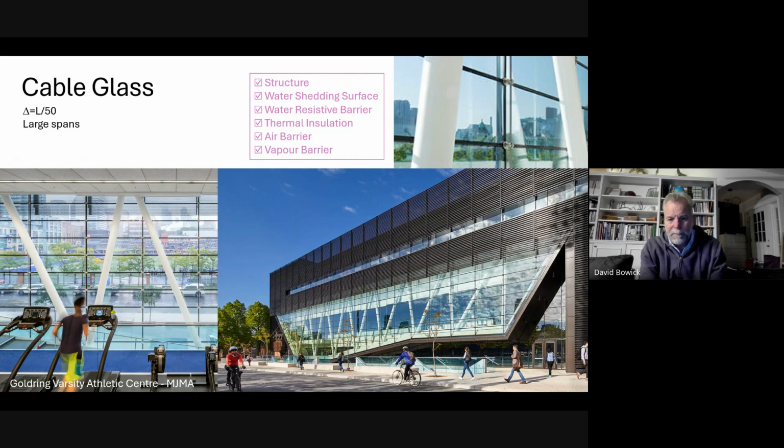This is an image showing cable glass. So cable glass, from an envelope performance, is the same as curtain wall, but rather than having an aluminum back box, we have a cable. Look at the image in the upper right-hand corner. So that very fine cable is in lieu of the aluminum back box. And then the glazing is only picked up at the corner points. It's not picked up continuously around the edge. As a result, the glazing has a slightly higher structural demand.